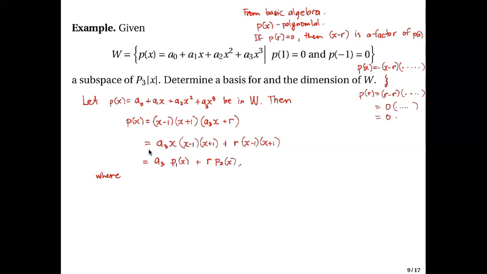where P sub 1, of course, this is your x times x minus 1 times x plus 1. So this guy here, x minus 1, x plus 1. And of course, your P sub 2, it's this guy here. P sub 2, this is your x minus 1, x plus 1. And in here, you can verify that P1 and P2 are linearly independent. So note P1 is of degree 3.